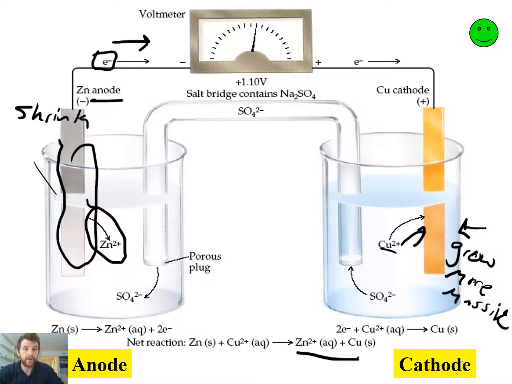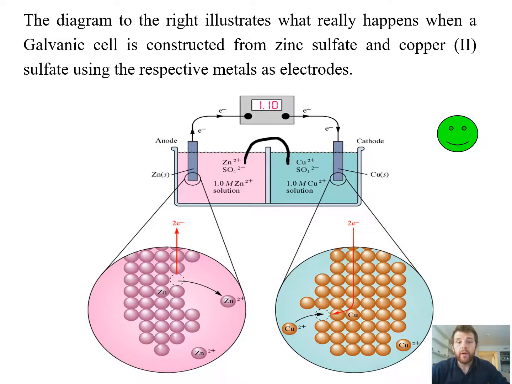Remember this, so over here I have my anode. The electrons are flowing from the anode to the cathode. This little electrode here is going to shrink. You can see that right here where the ions are going into solution, and then my cathode is going to grow more massive because these ions are going into a solid state again. You can see that right down there. This little diagram is just a good picture to show you what's actually happening. I know we've talked about it before, but maybe this visual aid will help you out.